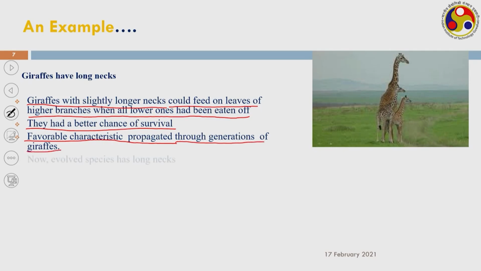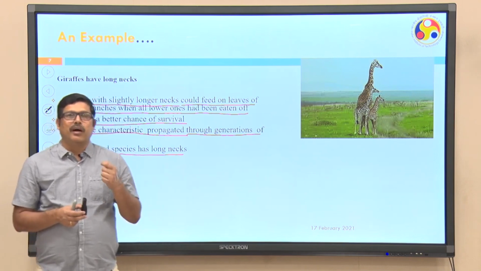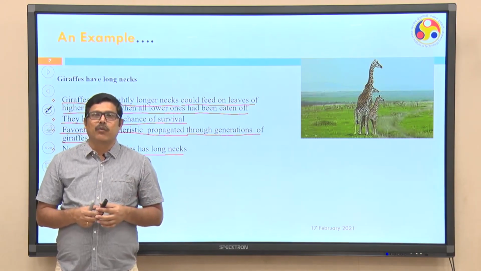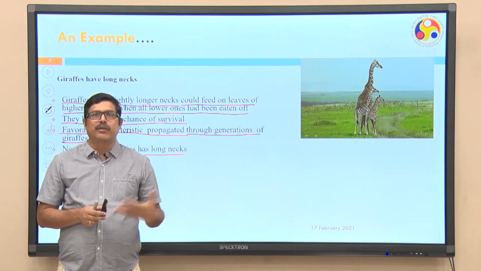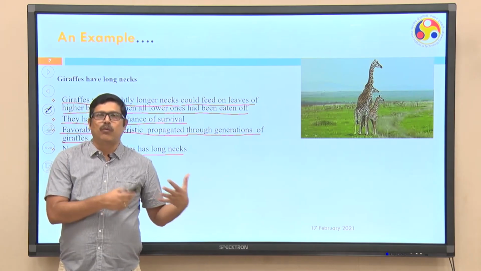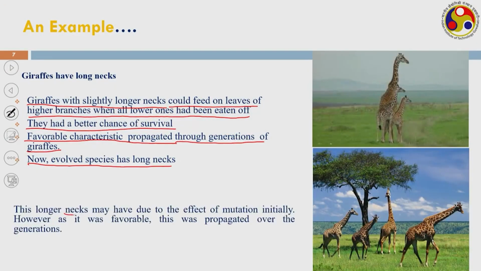Okay. So, that has been propagated, and now they evolve into a new species which has longer necks. Now, the giraffes with shorter necks could not survive, because that was not a favorable characteristic. But what is the favorable characteristic here? The favorable characteristic is the longer neck, and giraffes with longer necks could survive and others could not, and therefore this evolved into a new species, and whatever giraffes we are getting now are having longer necks. Okay.